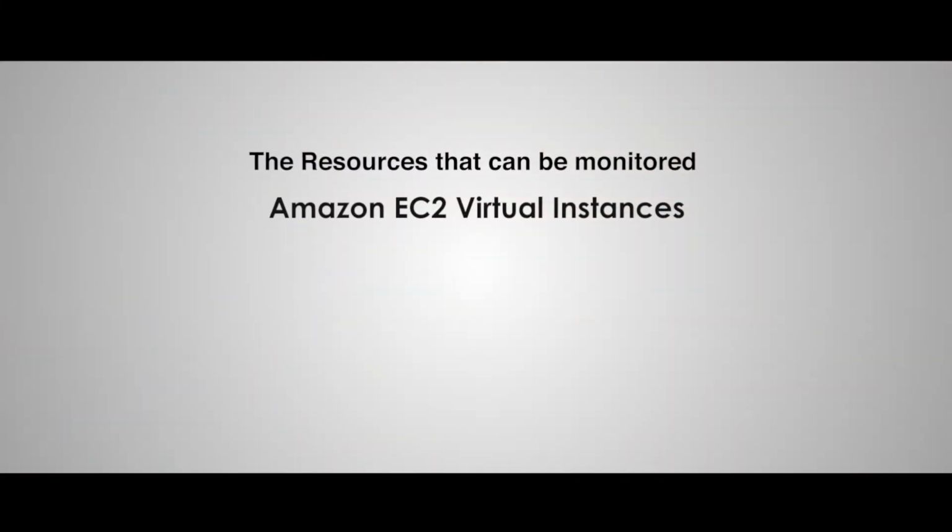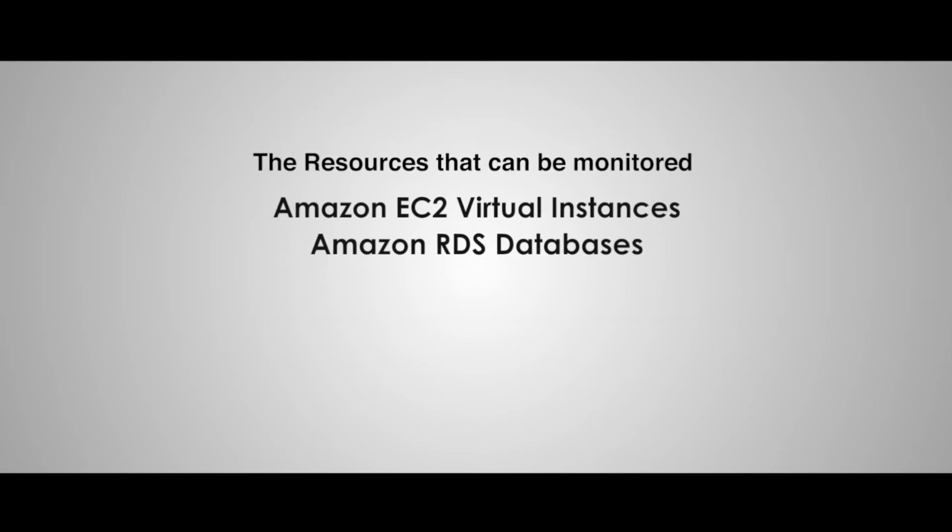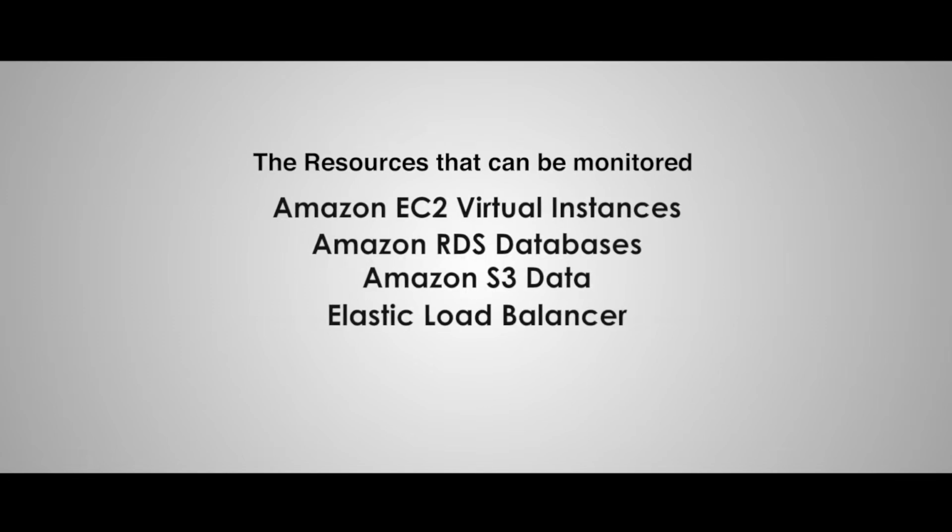Amazon CloudWatch is a monitoring and management service that provides data and actionable insights for AWS, hybrid, and on-premise applications and infrastructure resources. With CloudWatch, we can collect and access all our performance and operational data in the form of logs and metrics from a single platform. Amazon CloudWatch allows administrators to easily monitor multiple instances and resources from one console. The resources that can be monitored are Amazon EC2 virtual instances, Amazon RDS databases, Amazon S3 data, Elastic Load Balancer, auto-scaling groups, and other resources.